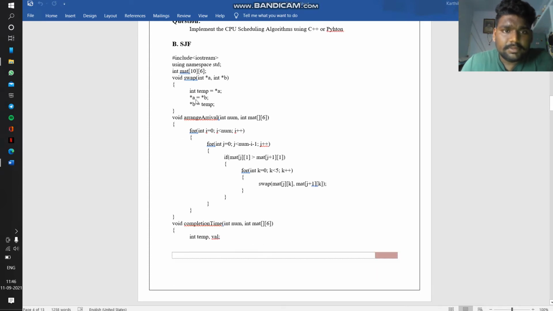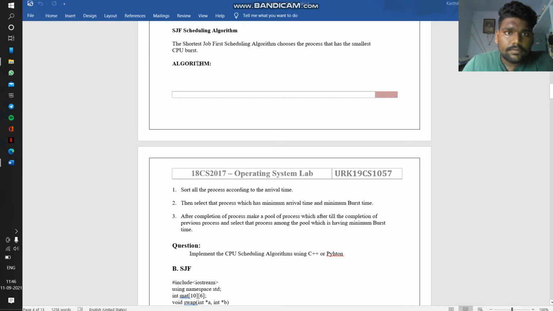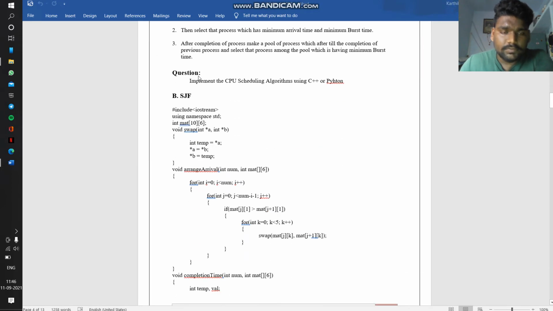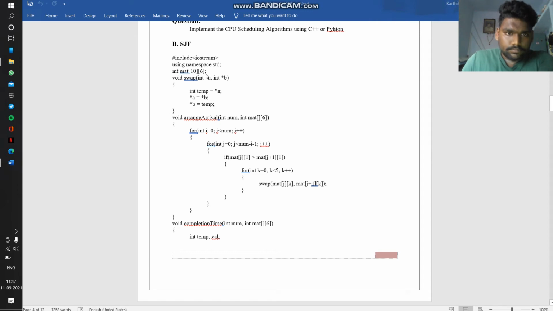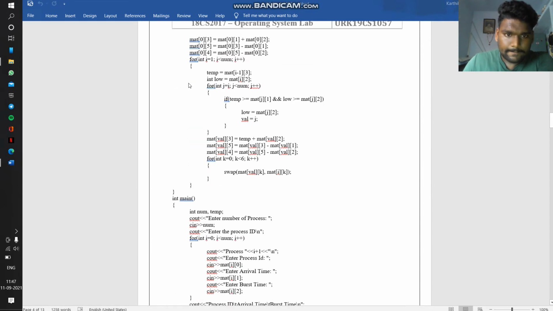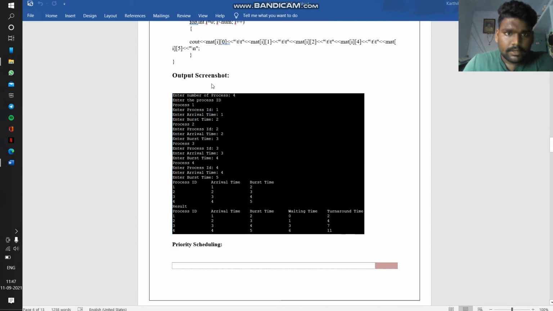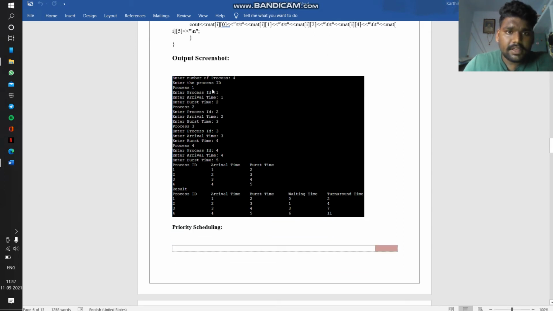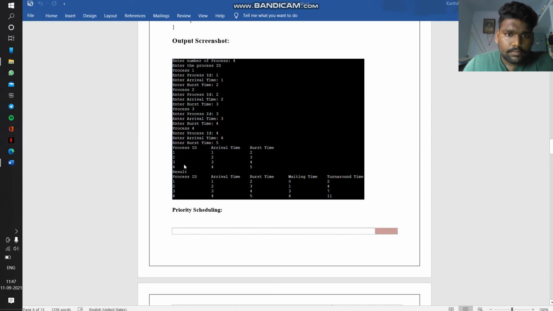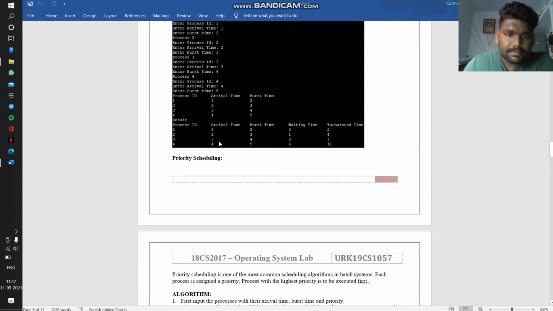This is the C++ code for SJF. SJF means shortest job first algorithm. We can see here, this is the output for SJF. Enter the number of processes. I gave 4: process 1, 2, 3, 4. The process ID, arrival time and burst time.